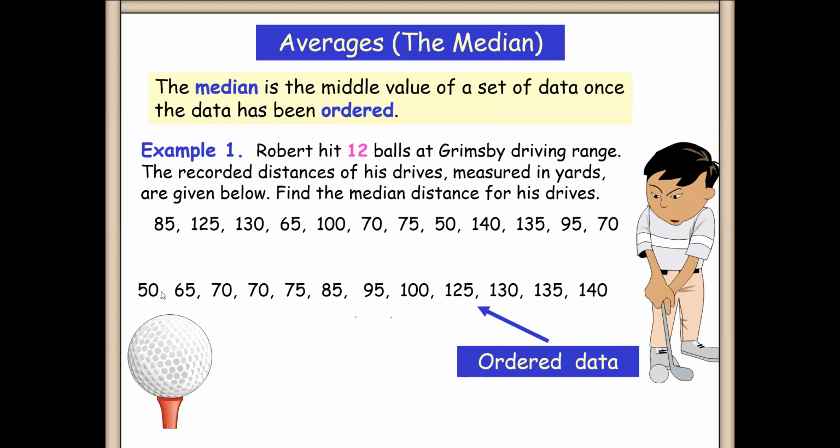So we got to firstly order the data. We're going from 50 to 140.